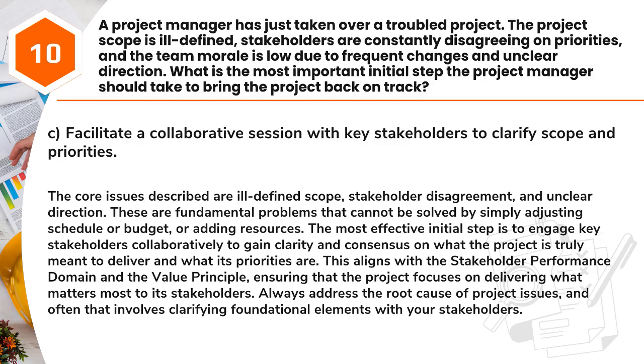The core issues described are ill-defined scope, stakeholder disagreement, and unclear direction. These are fundamental problems that cannot be solved by simply adjusting schedule or budget, or adding resources. The most effective initial step is to engage key stakeholders collaboratively to gain clarity and consensus on what the project is truly meant to deliver and what its priorities are. This aligns with the stakeholder performance domain and the value principle, ensuring that the project focuses on delivering what matters most to its stakeholders.